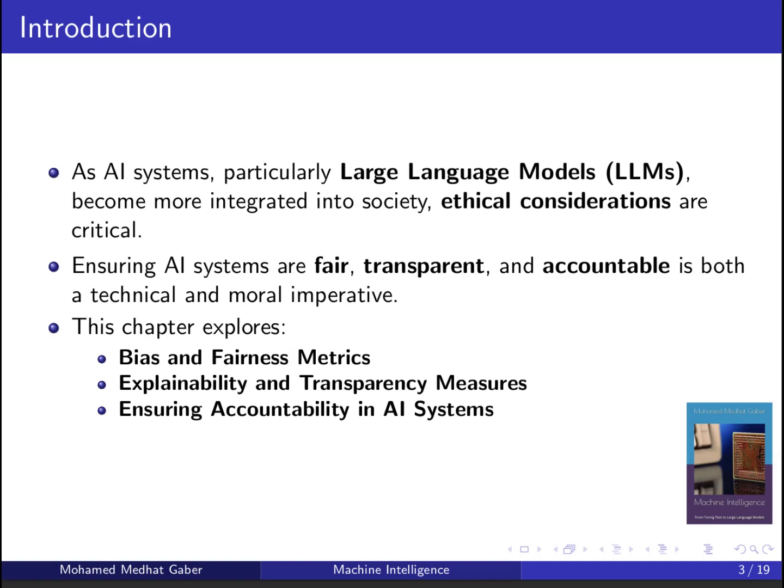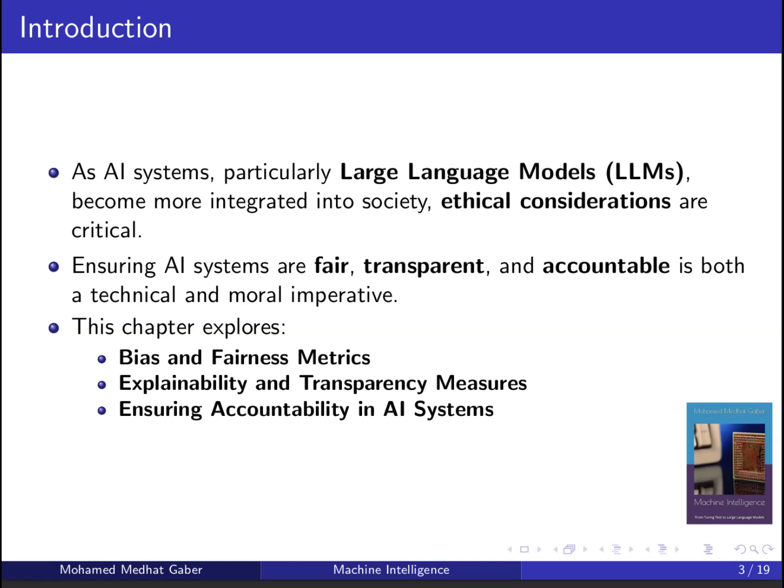Accountability in AI is another critical dimension. With AI systems making autonomous decisions, it's essential to establish mechanisms that hold developers and organizations responsible for the outcomes of those decisions. This involves not only technical solutions but also legal and regulatory frameworks that define responsibilities and consequences. Accountability ensures that ethical considerations are not an afterthought but an integral part of AI system design and implementation.